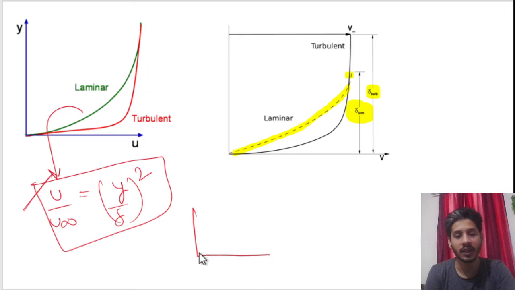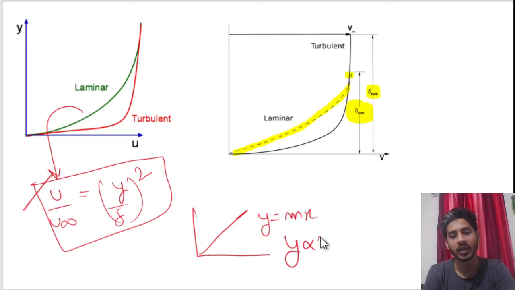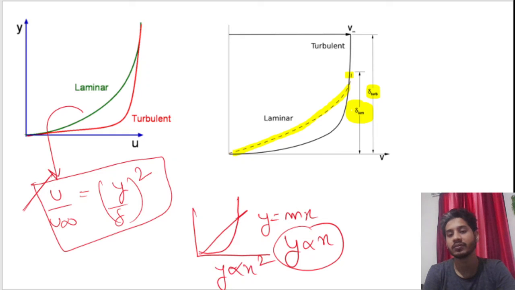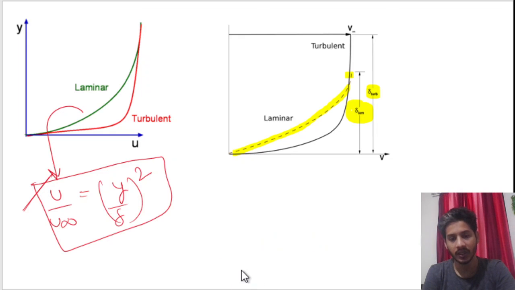If the graph is like this and it is a straight line, you already know y is equal to mx. Y is proportional to x. All right. Why? Because it is a linear graph. But if the graph is like this, y is proportional to x square. All right. Because this is the parabolic graph. So these are some basics.